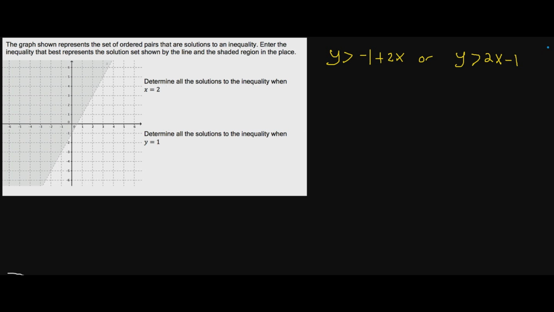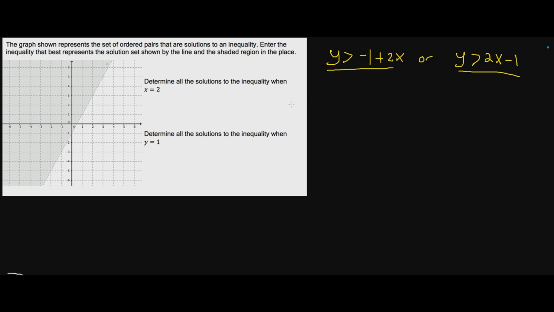So this first one, here's the equation for the graph. Notice it's a dotted line, that's why it's like that. Starting value is -1, which you can see right there, and then you go up 2/1, that's why it's plus 2x. But again, we can rewrite them in either way, it's just up to you, and I'll go through different ones just so you get comfortable with both. So let's start with this here. Determine all the solutions to the inequality when x is equal to 2.